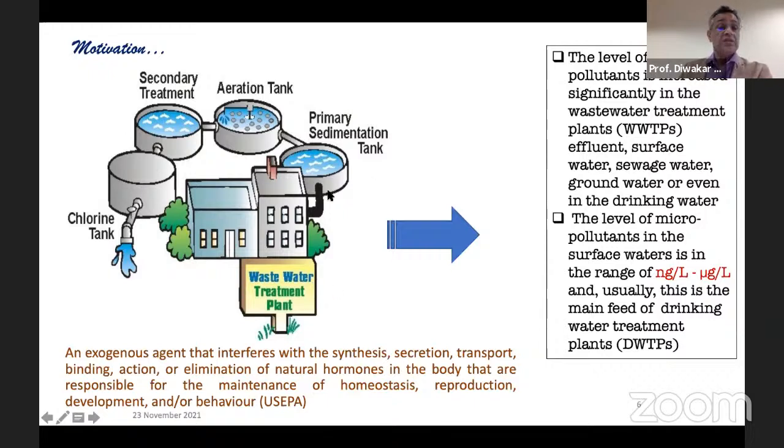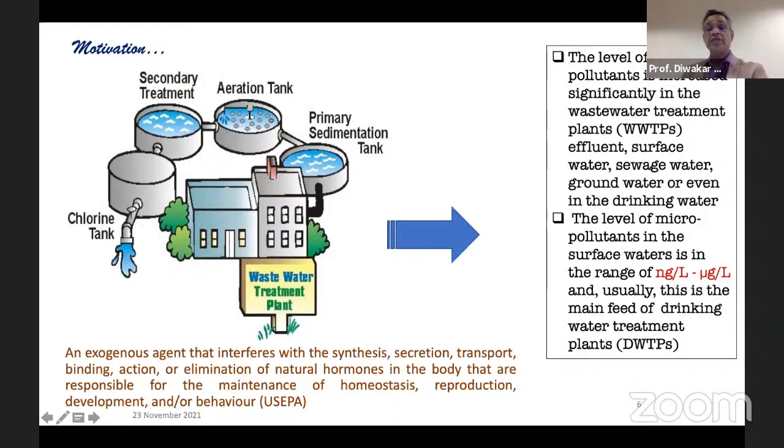But there are certain chemicals which are persistent and are not completely degraded, or only partly degraded. So they come out, and those are the emerging pollutants. These micropollutants are at the nanogram level up to the microgram level, and they are coming through the wastewater treatment plant. The concern is how to remove them.